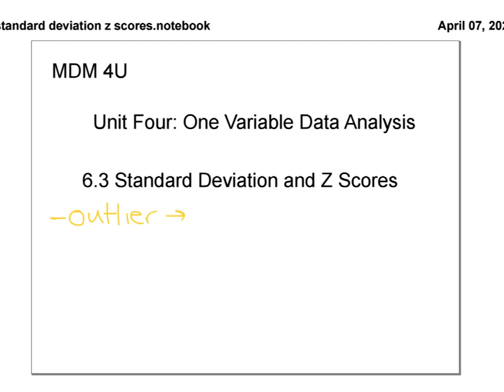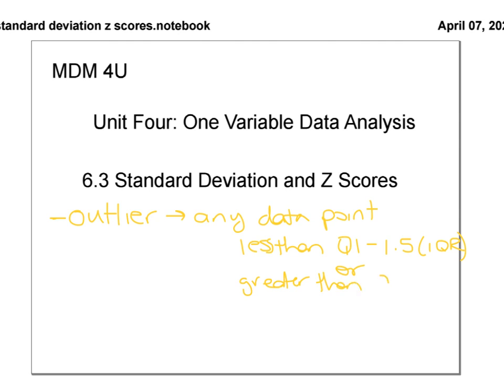So an outlier can be found, so it's any data point either less than Q1 minus 1.5 times the IQR, or greater than Q3 plus 1.5 times the IQR.